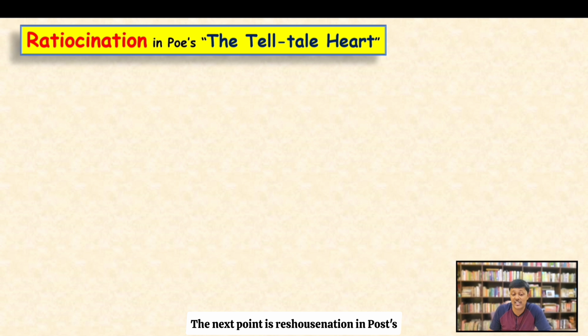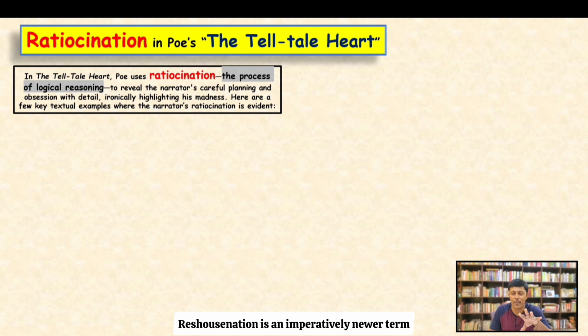The next point is ratiocination in The Tell-Tale Heart. Ratiocination is a comparatively new term for the process of logical reasoning, used to reveal the narrator's careful planning and obsession with detail, ironically highlighting his madness. Here are a few key textual examples that I have suggested.